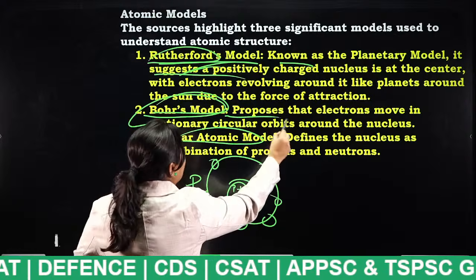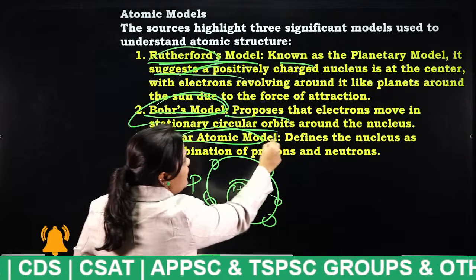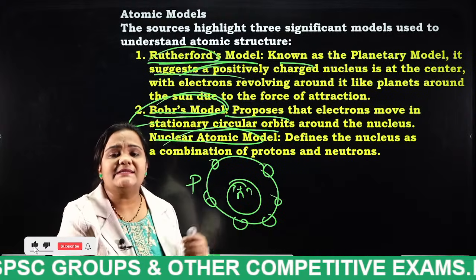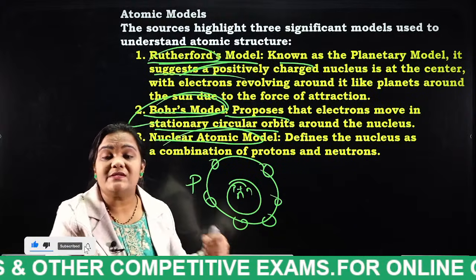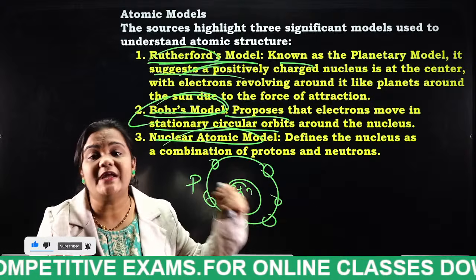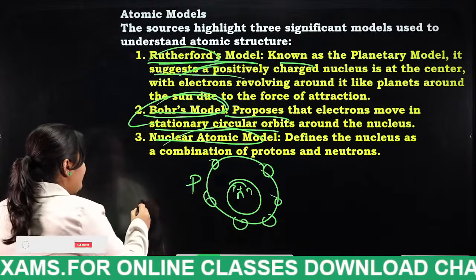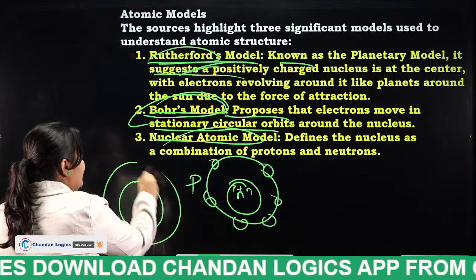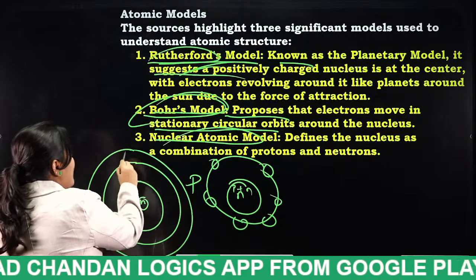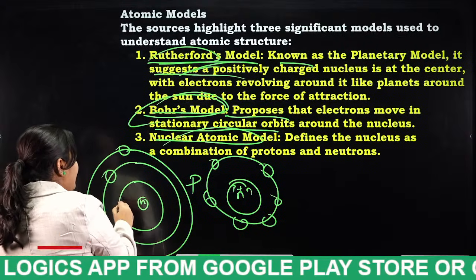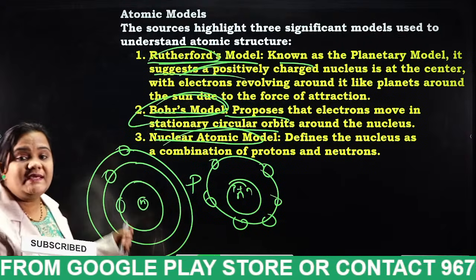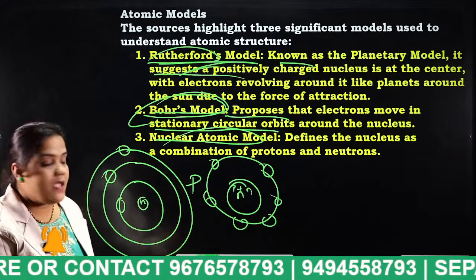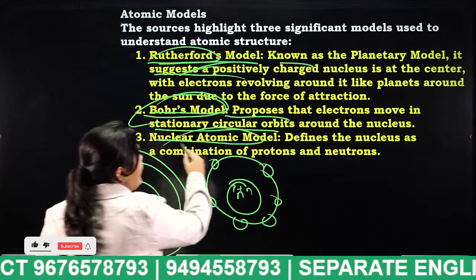Bohr proposed that electrons move in stationary circular orbits around the nucleus. What is it saying? It is saying that the electrons are revolving in a stationary orbit. That means, remember this is the nucleus. So, these are considered as orbits. The electrons are revolving in a stationary orbit. So, this type of model is known as what, students? Bohr's model. And the next one is the nuclear atomic model.